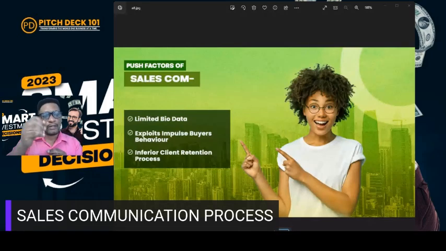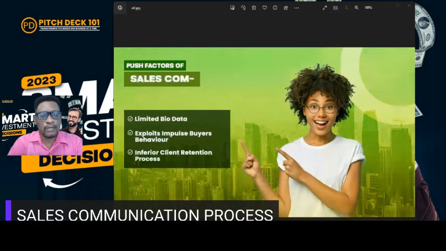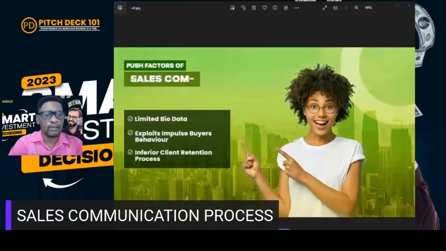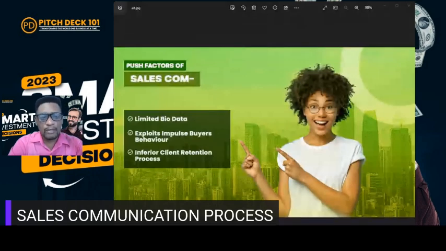The next thing that we have observed here in the push factors of sales communication is that this system has an inferior client retention process, because this is the average salesperson who is going to be out on the streets, and they're going to be seeing consumers passing, and they're going to make the sale.